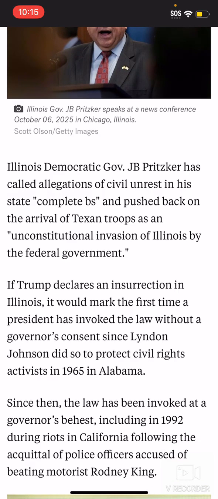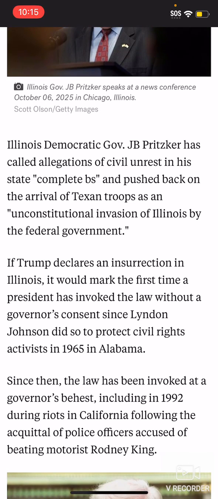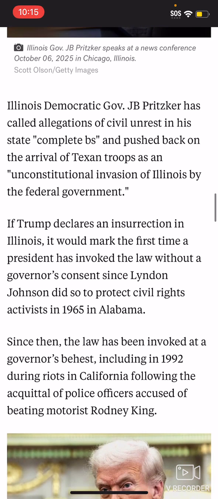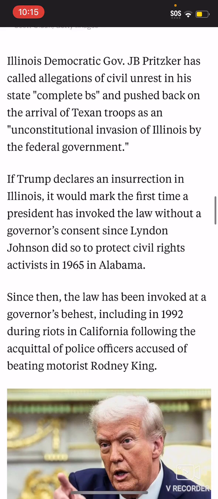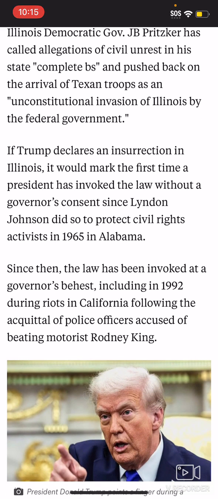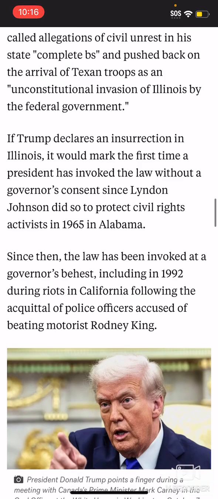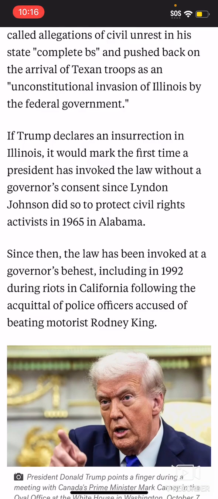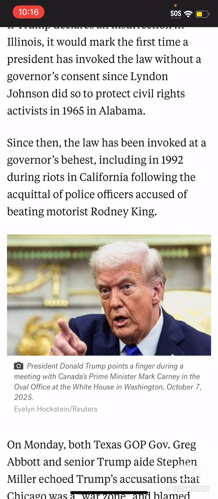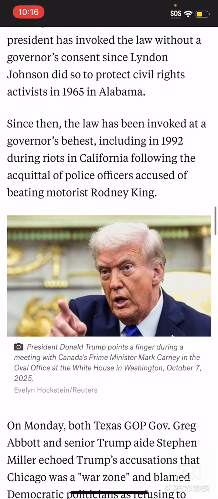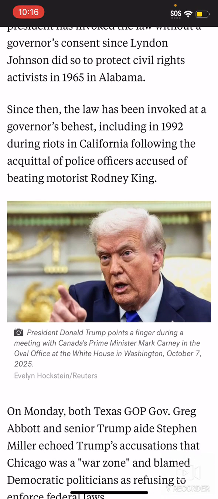It says Illinois Democratic Governor J.B. Pritzker has called allegations of civil unrest in the state complete BS and pushed back on the arrival of the Texan troops as an unconstitutional invasion of Illinois by the federal government. It says if Trump declares an insurrection in Illinois, it would mark the first time that a president has invoked the law without a governor's consent since Lyndon Johnson did so to protect civil rights activists in 1965 in Alabama. It says since then the law has been invoked at the governor's behest, including in 1992 during the riots in California following the acquittal of police officers accused of beating motorist Rodney King.